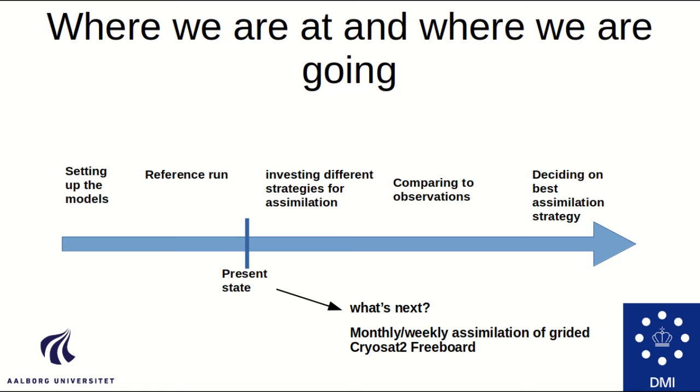and what we have done. We've started with setting up the models and coupling the models, running a reference run. We will continue with investigating different strategies for the assimilation, compare them to observations, and based on that decide which might be the best strategies for the assimilation. At the moment, we are looking into assimilating gridded products from CryoSat freeboard level 3 data on either a monthly or weekly basis.